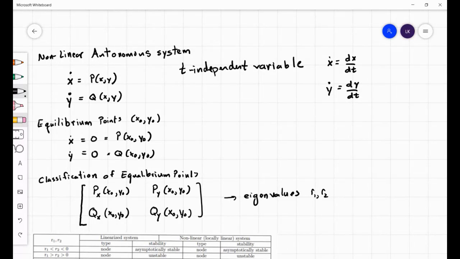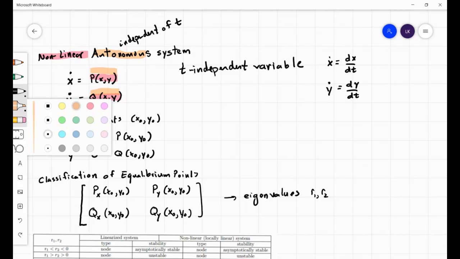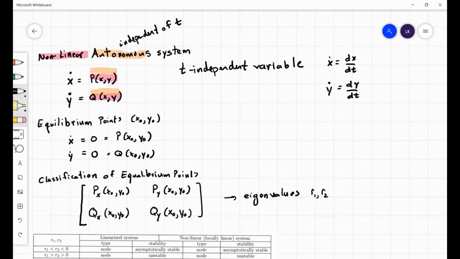Nonlinear means that the right-hand side functions are not linear functions in x and y. Autonomous means that the right-hand sides are independent of time, the independent variable. So what we want to do is look at the equilibrium points for these systems. Equilibrium points are x-y pairs which make the first-order derivatives with respect to t 0.